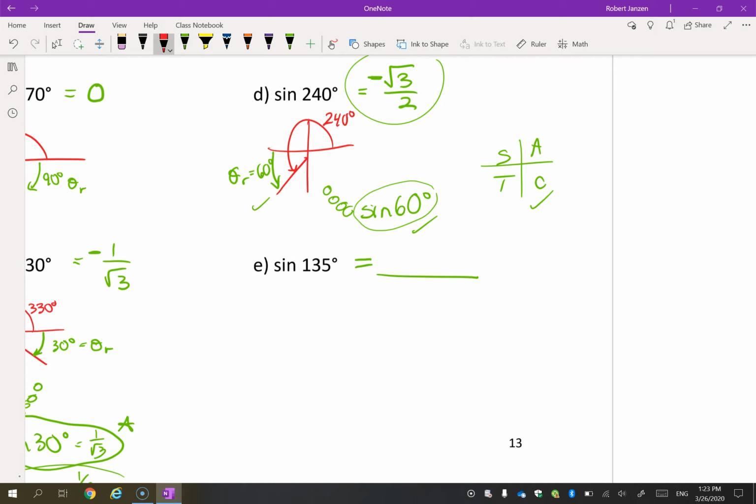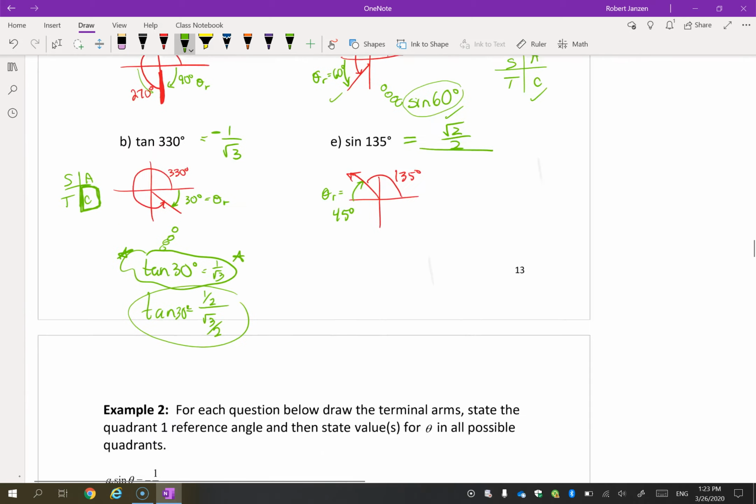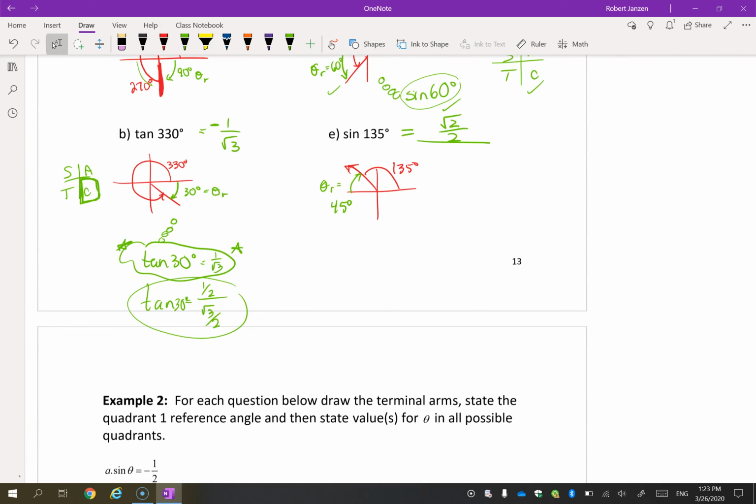What is my answer? Well, let's sketch 135. Here's 135. What's my reference angle? The reference angle is 180 take away 135, this is 45 degrees. So I'm thinking sine of 45. Sine of 45 is root 2 over 2, and I know in quadrant 2 sine is positive. Okay? So you can now do some homework.